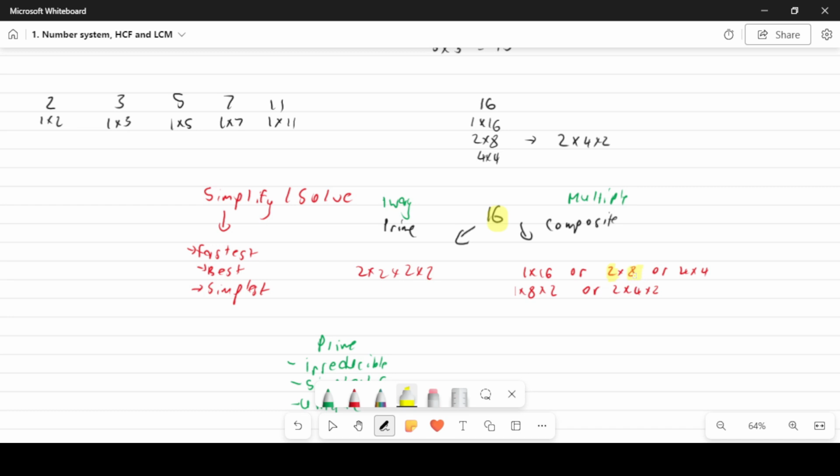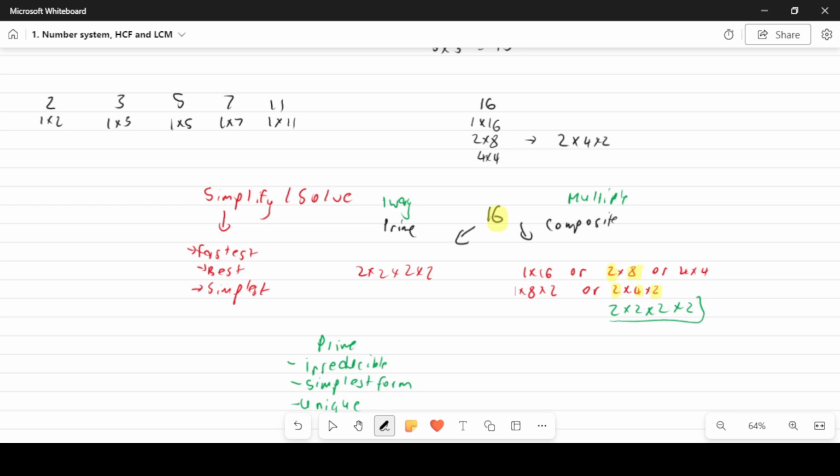But see, because you have this composite number here, 8, it can further be simplified down as 2 times 4 times 2. And because you have this composite number 4, it can further be simplified down into 2 times 2 times 2 times 2. And now can you further simplify this down? No, this is in its purest form. This is why we say it's irreducible.